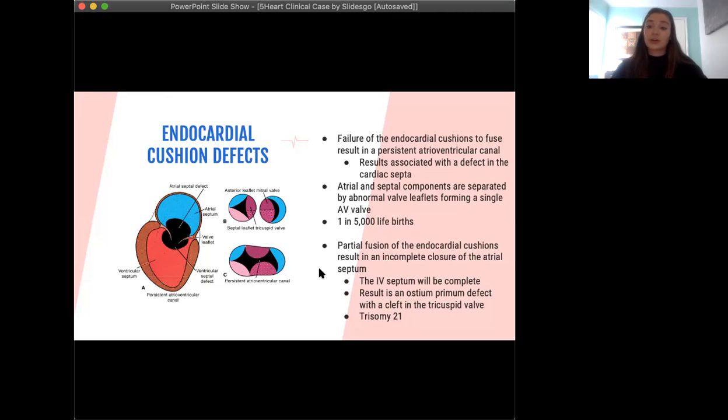Partial fusion of the endocardial cushions results in an incomplete closure of the atrial septum, which causes an ostium primum defect with a cleft in the tricuspid valve. So the IV septum will be complete and normal with this defect. And then once again, the associated genetic abnormality is trisomy 21, so it'll increase the risk of this CHD.